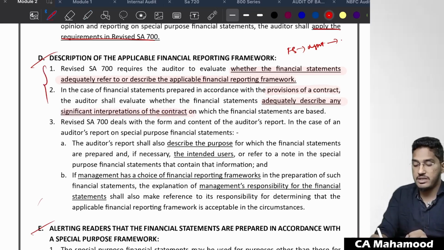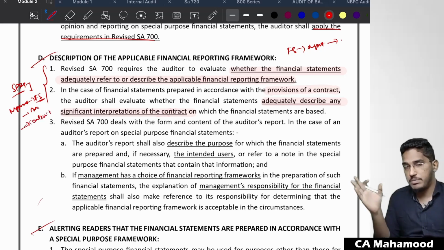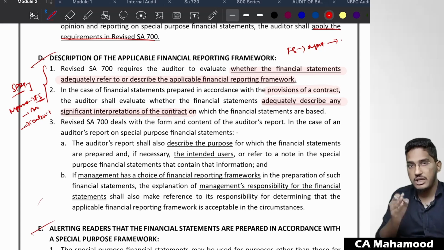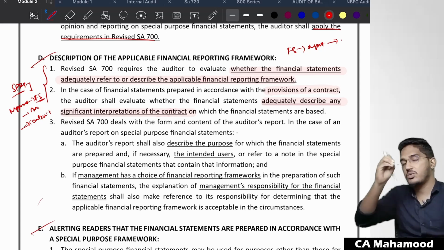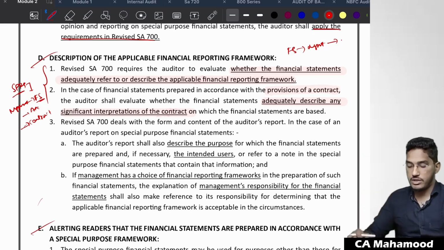What they simply say here is, in case you are conducting an audit of special purpose financial statements, you should make sure that management in the financial statements has given a clear disclosure of what accounting requirements they have followed. In case those requirements are given under a contract, they will clearly specify the requirements of the contract. That means whatever applicable financial reporting has been followed, the management should have given a clear disclosure about that applicable financial reporting framework in their financial statements. Whether they have given it or not, as an auditor, I have to check.